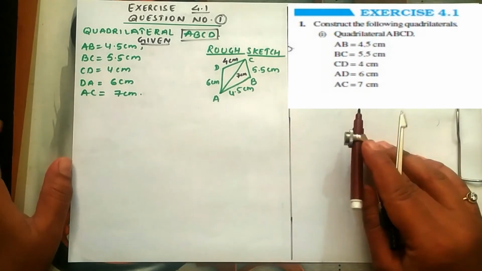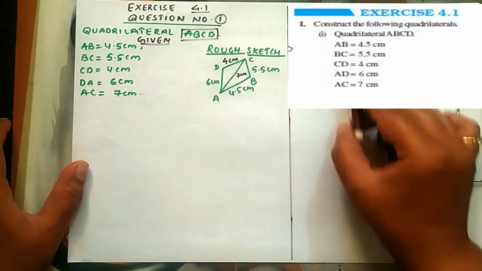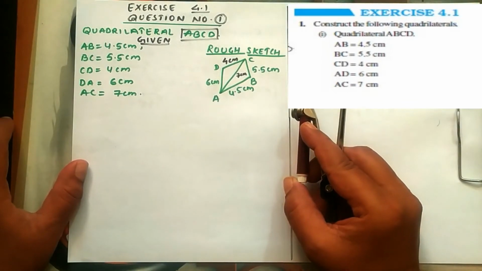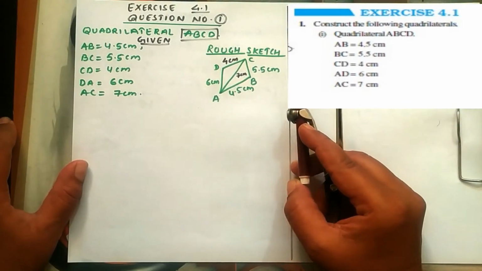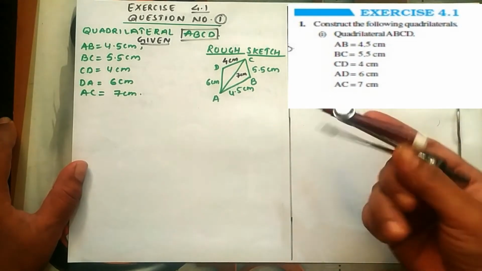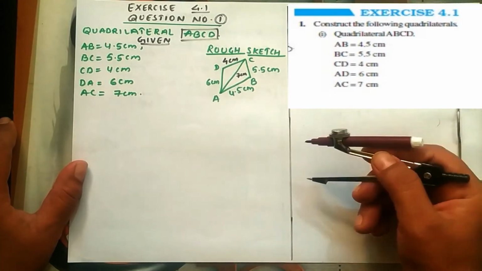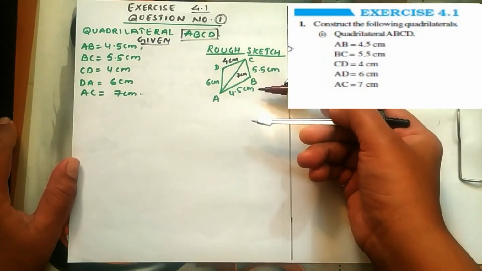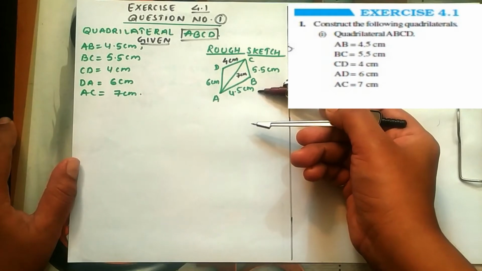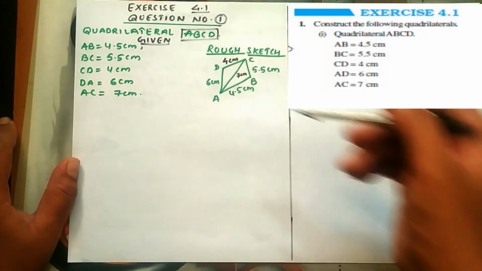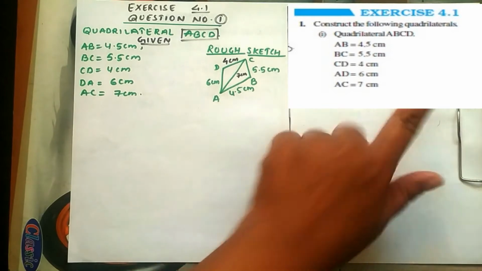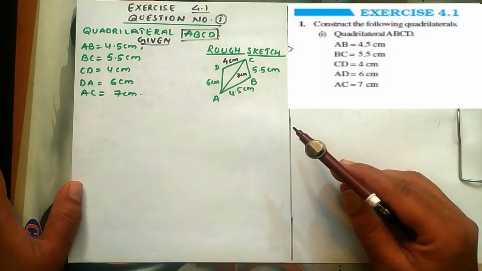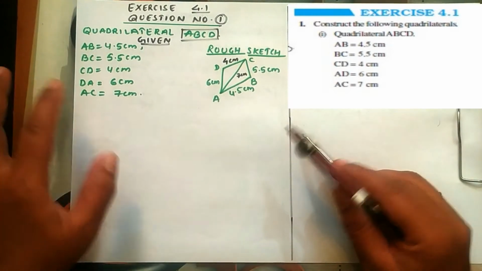I have already mentioned here the dimensions of the quadrilateral. I will do each and every question of this chapter. Today I will do only exercise 4.1, and the next will be 4.2, 4.3 and so on. Before doing the construction, we need to sketch the rough sketch of the given figure. ठीक, so I have drawn the rough sketch of all the questions here. The dimensions are given here. The instructions have already been made clear in my video.